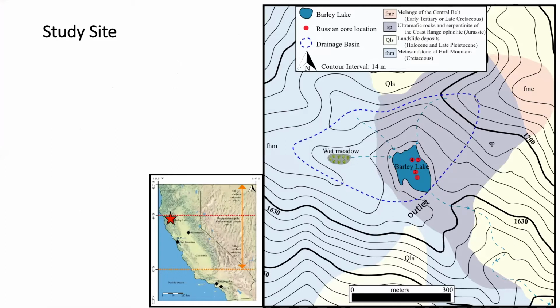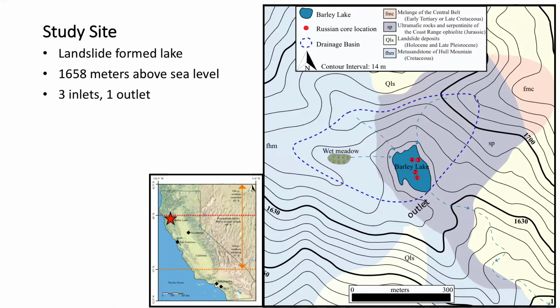Study site. Barley Lake is a landslide-formed lake located in the North Coast ranges of California, specifically in Mendocino County. It is located at an elevation of 1,658 meters above sea level and has a steep-sided catchment. The lake contains an ephemeral outlet that denotes the elevation of its spillover point. Moreover, there are 3 distinct ephemeral inlets in Barley Lake's northern catchment. However, they were not active at the time of pouring.